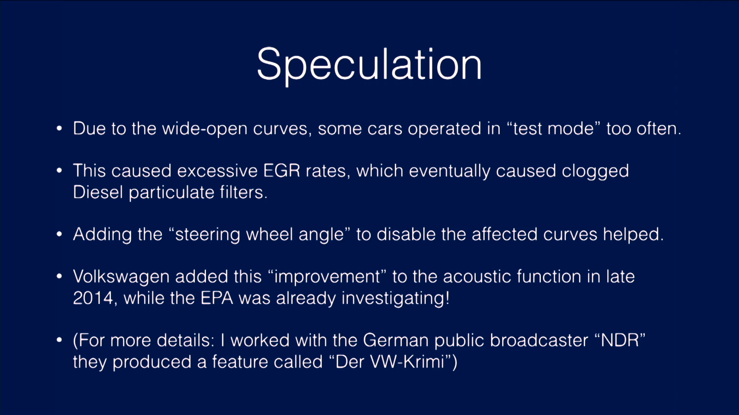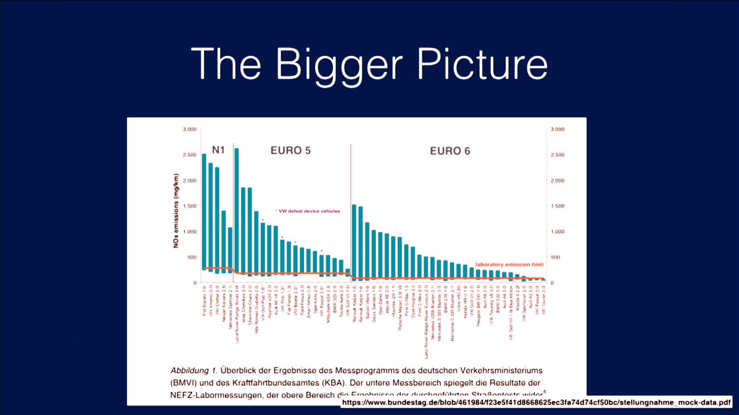And it's a little bit of speculation, but it matches up pretty well with all the facts that I read, that because those cars operated in the test cycle mode too often, that eventually caused the particulate filters to clog. And their solution for Volkswagen, and again, this was while they were already investigated by the EPA, was to add the steering wheel angle detection. For more details, I worked on this with the NDR, and they produced a feature on that, so there are some more details. So this is Volkswagen, right?